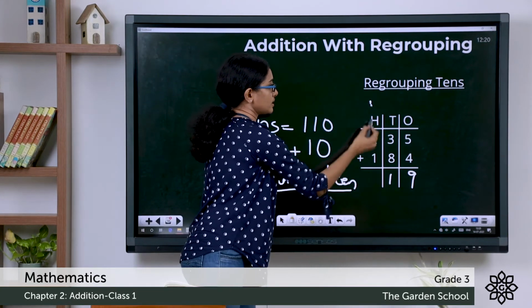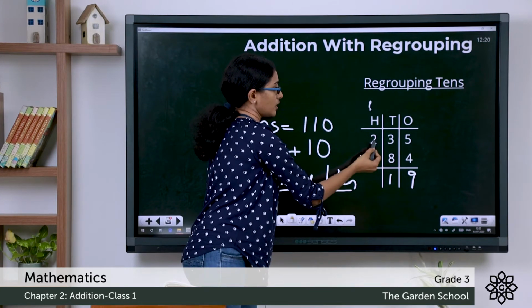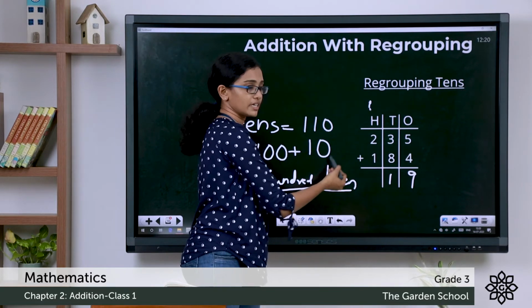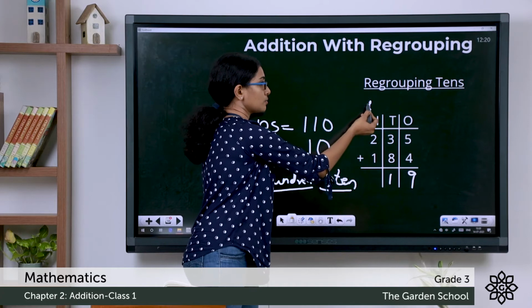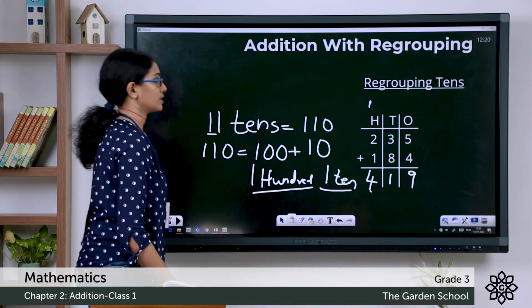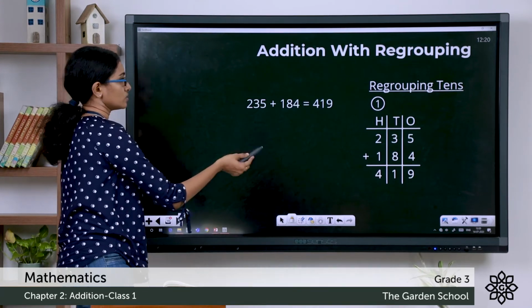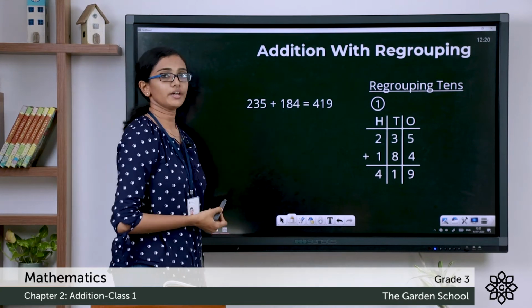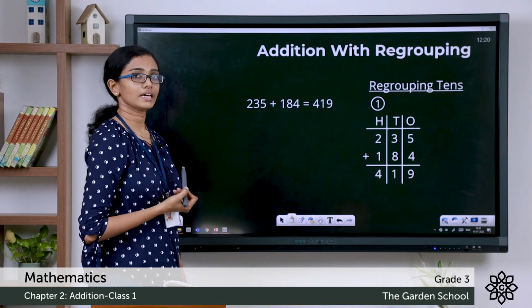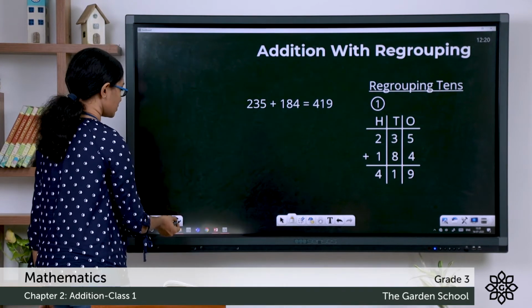Now, what is the sum in this case? Now we have 200 plus 100, that's equal to 300. Then plus 100 equals 400. So 235 plus 184 gives you the sum 419. I hope this is clear to you.